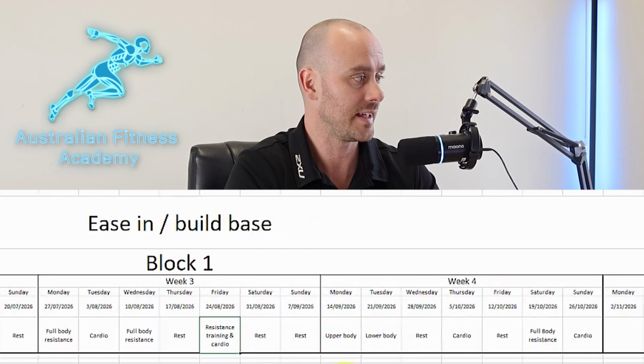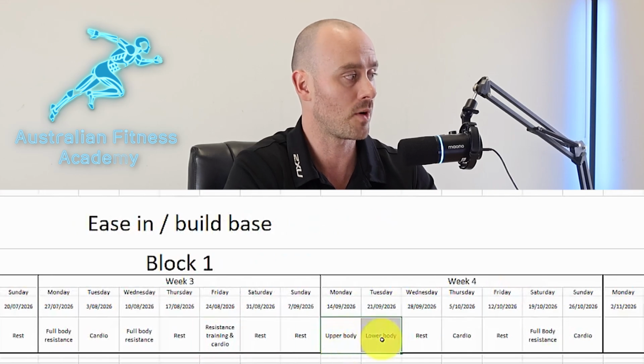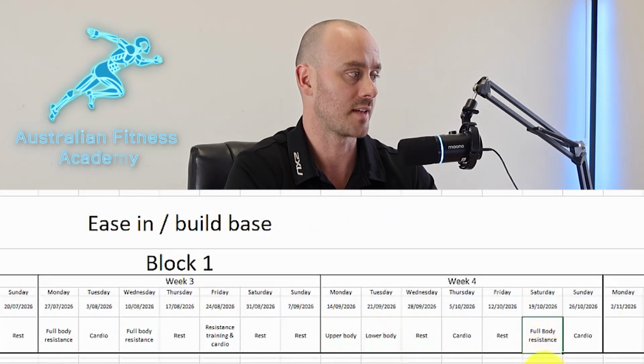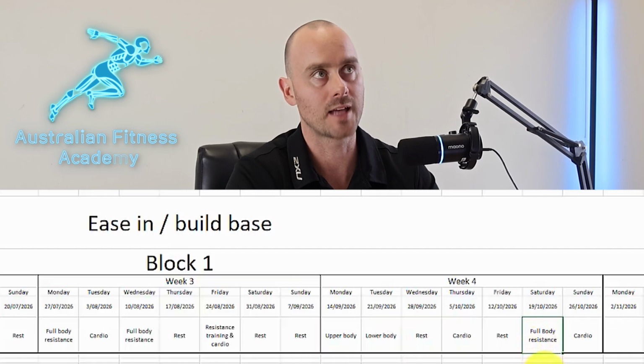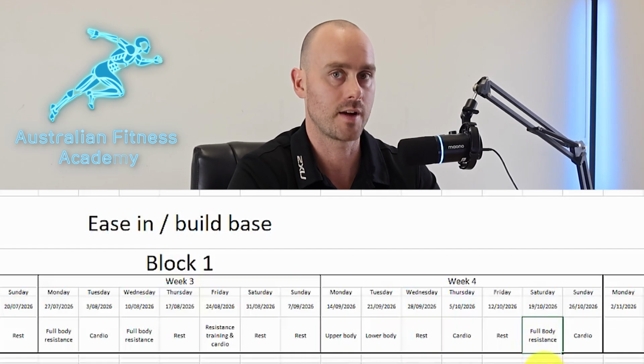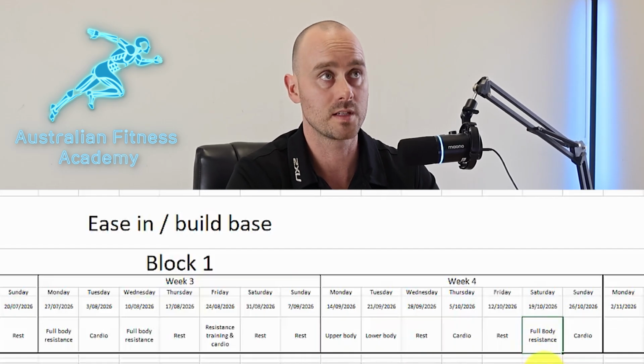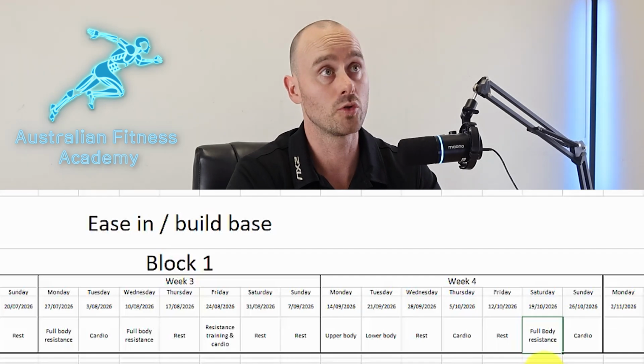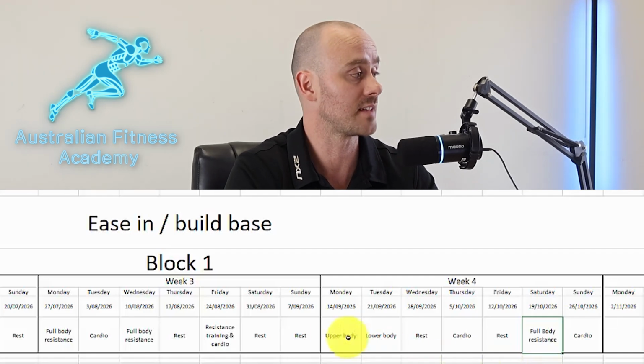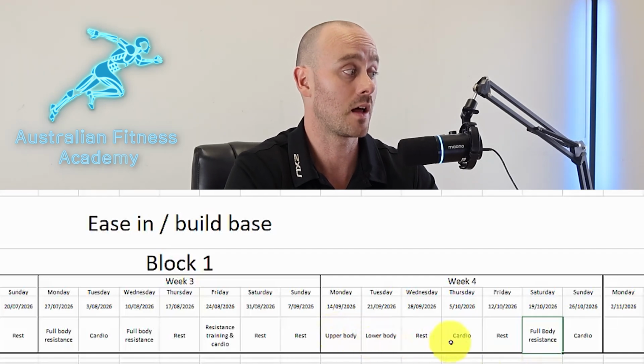Our last little example here is another one where we've got an upper body, lower body, and then a full body on the Saturday. So all of these examples have us doing resistance training 3 days a week, which it doesn't have to be. You could do full body twice a week. You could do, in this example, we've got upper, lower.